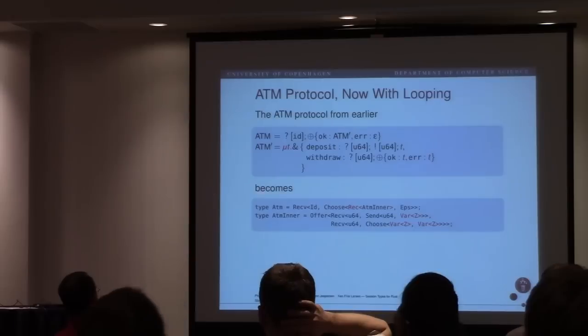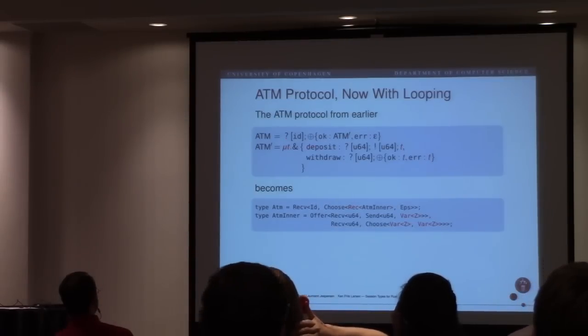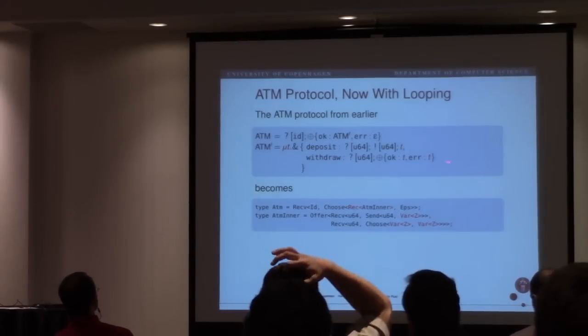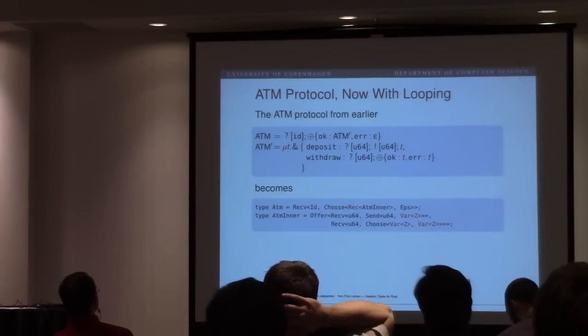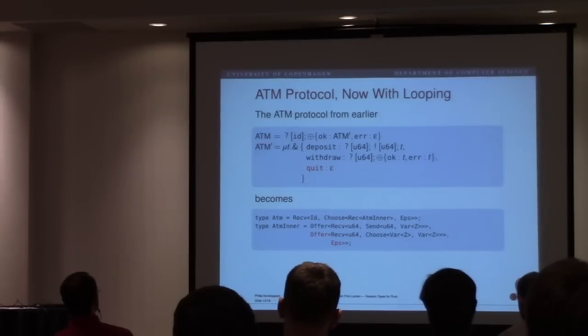But in this case, now we end up with a protocol where once we've been okayed, we can't really return from this protocol. There's no way to actually end it. So now we'll add another branch, so the client can actually select to terminate this communication.